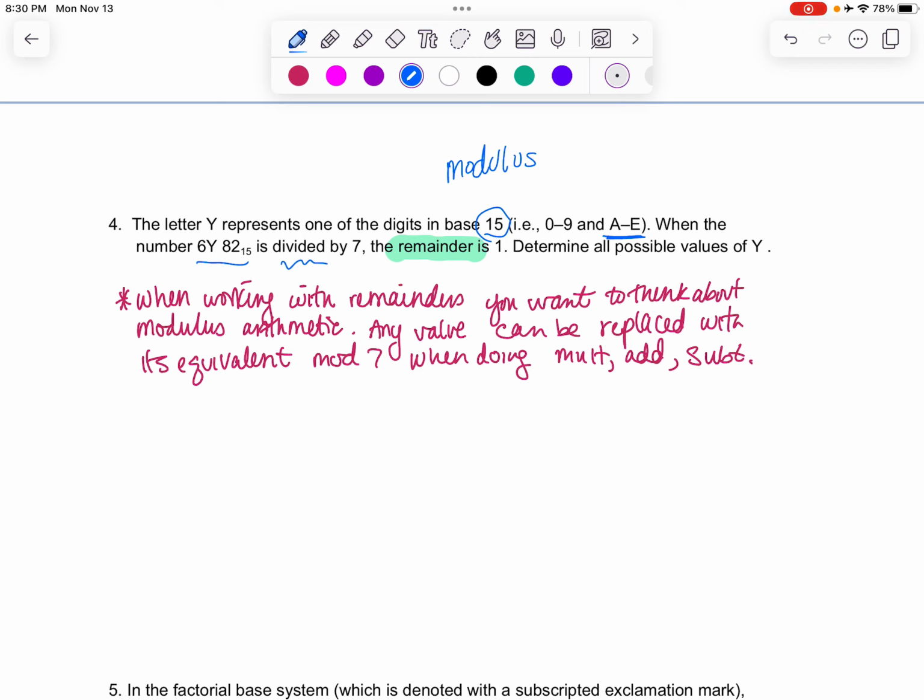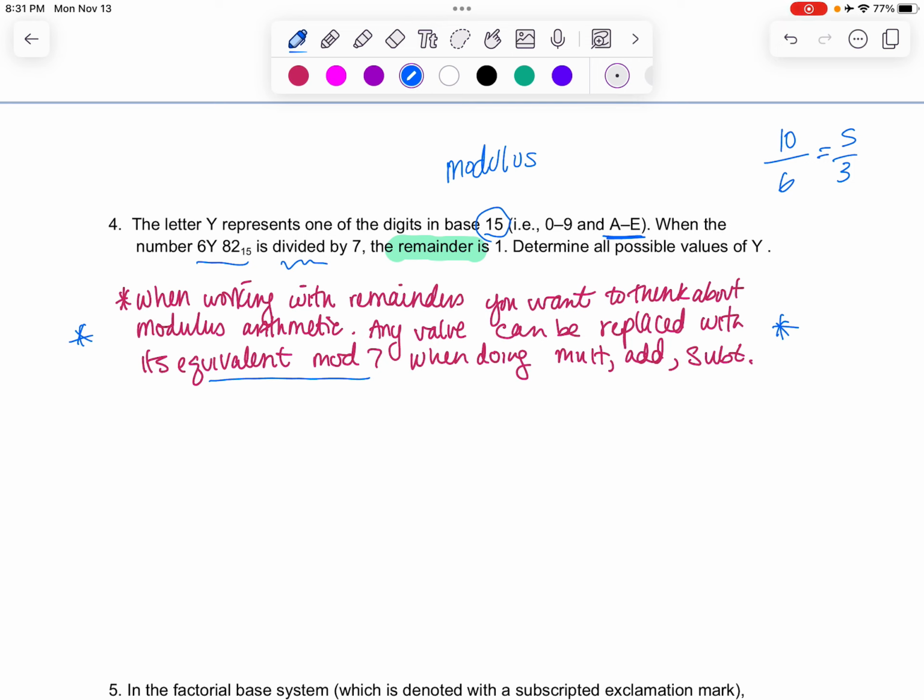I'm going to start by expanding this expression out. And I have a note here so that I didn't forget to mention it. When we are working with remainders, you want to think about modular arithmetic. Any value can be replaced with its equivalent mod 7 when doing multiplication, addition, and subtraction. Things are a little more complicated with other operations, but for those three, we can do a direct replacement. Just like how if you had 10/6, you could replace it with 5/3. It's that simple and common of a replacement.